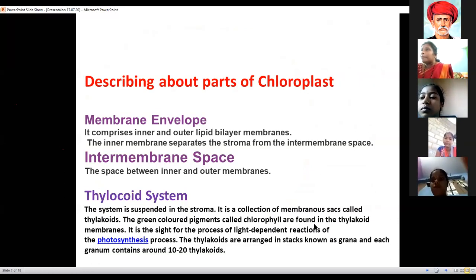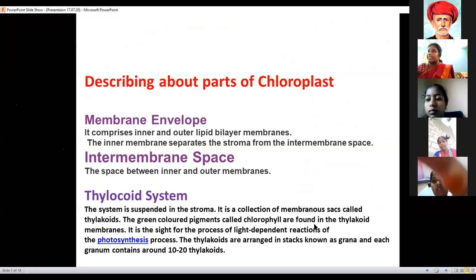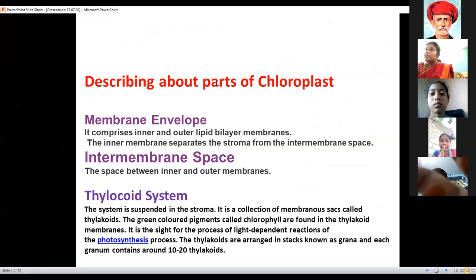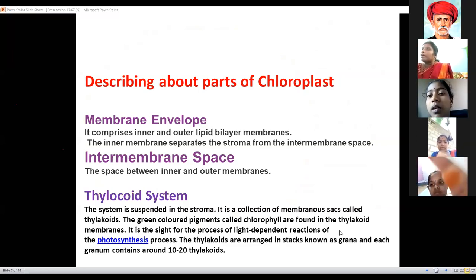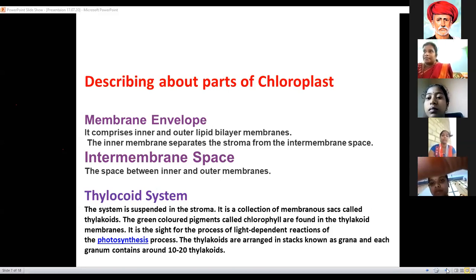Next, lipids. See the indication of lipids. Lipids are the fat contents. The next, the thylakoid system is suspended in the stroma. It is a collection of membrane sacs called thylakoids.